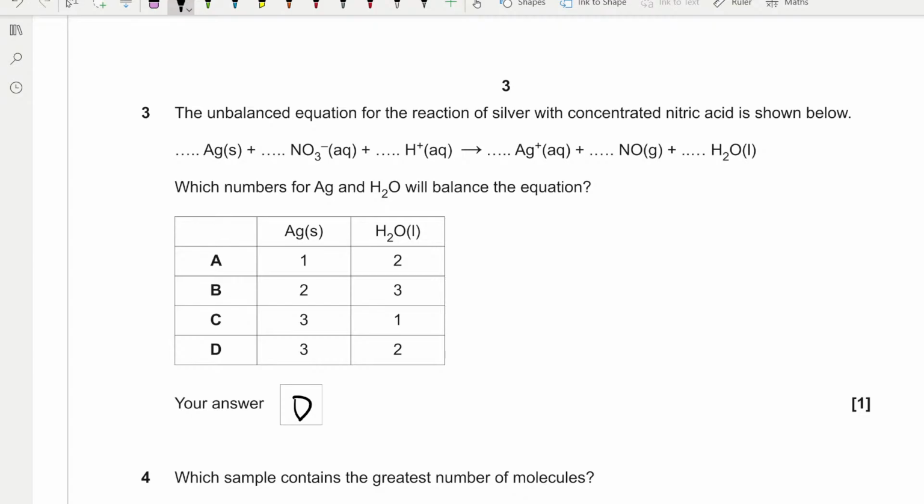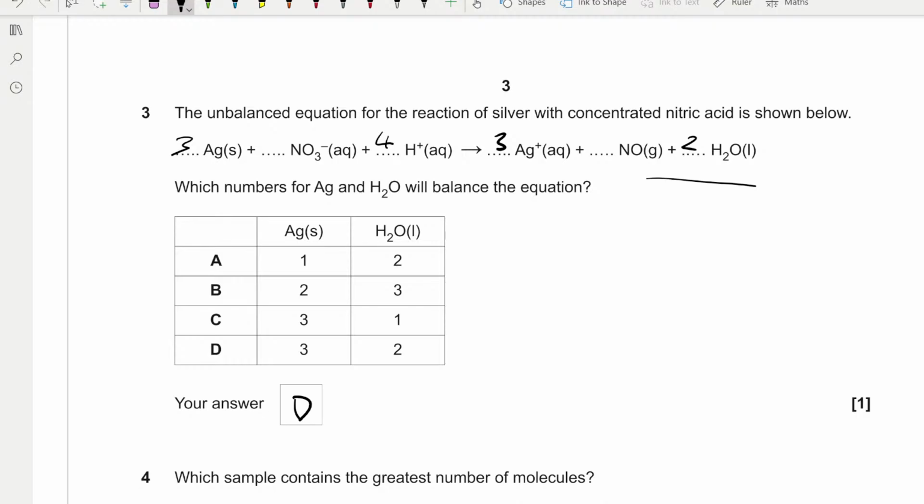because if we put 3 for Ag and 2 for H2O, and then we simply balance this H+ here, that gives us the correct balancing. And we also need to balance this Ag+ on this side. So we have 3Ag, 3Ag, we have one nitrogen, and then we have 3 oxygen and 3 oxygen on this side, and 4H+ and 4 hydrogen on this side.